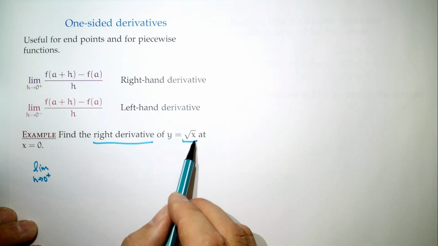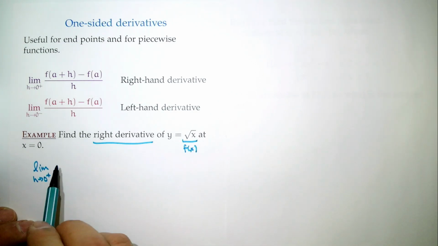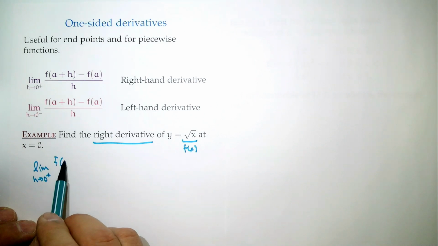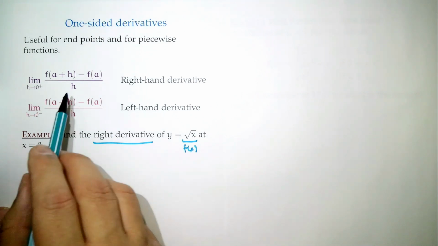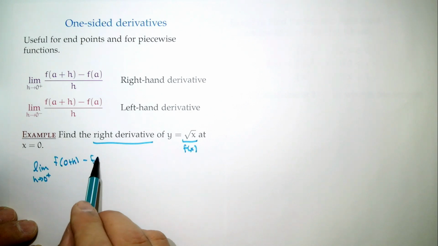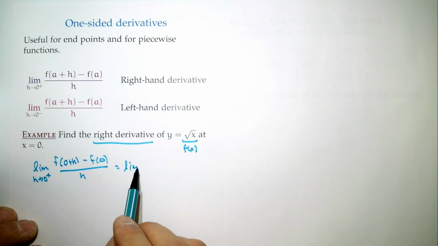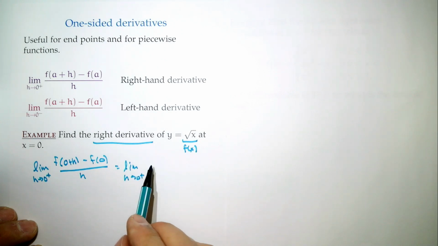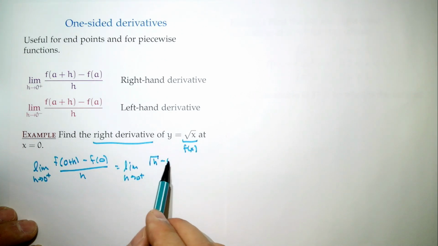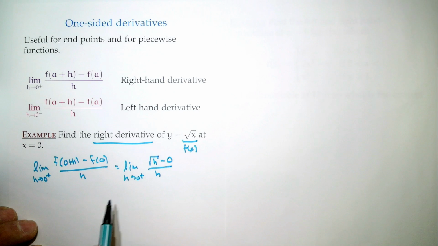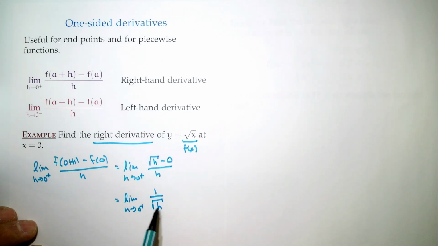So this is our f of x here. So it'd be f of 0 plus h, because we're at a particular point, minus f of 0 all over h. So that's the limit as h goes to 0 from above, square root of h minus square root of 0, which is 0, over h, which is the limit as h goes to 0 from above. If you simplify, you get 1 over square root of h. And what happens to that as we let h go to 0?